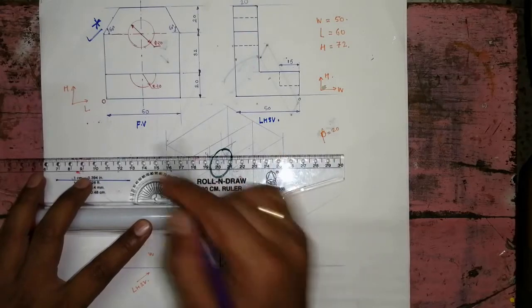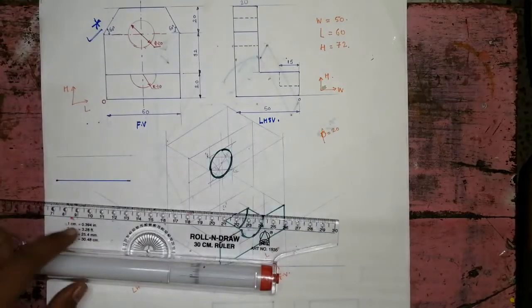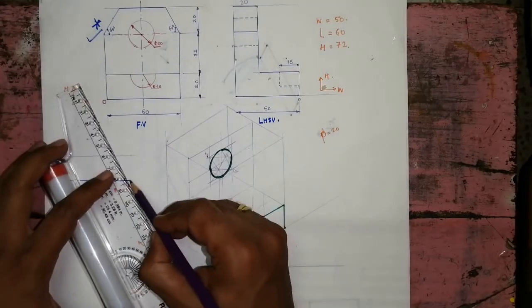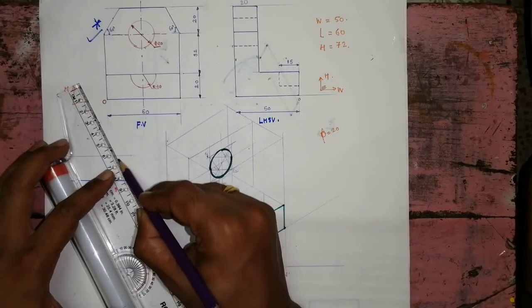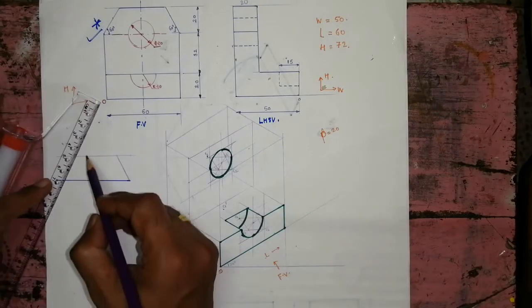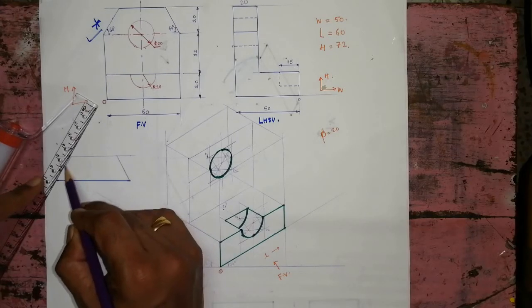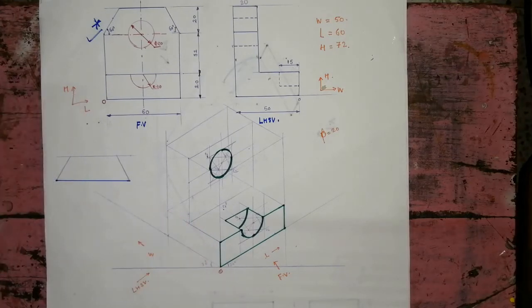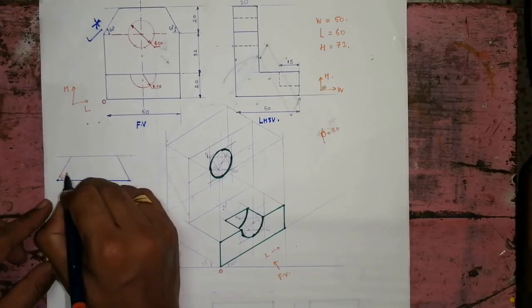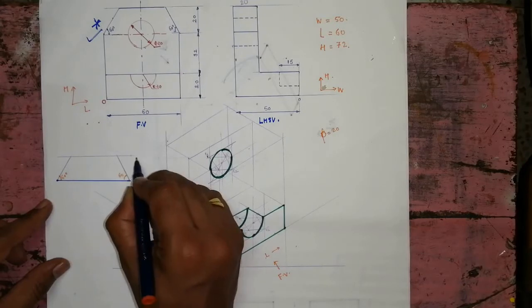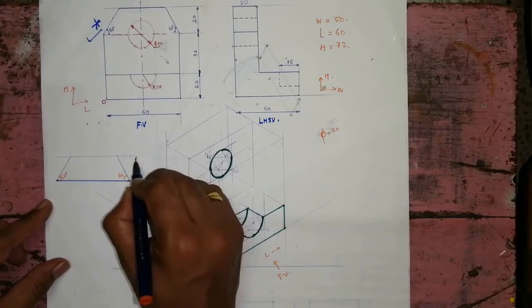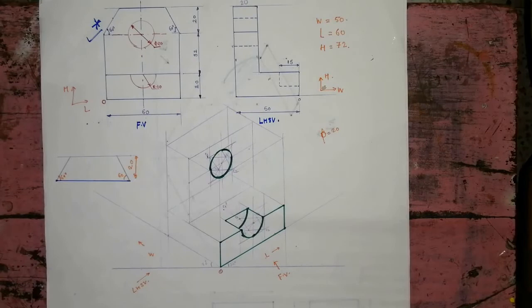Height is 20, so draw the parallel line at a height of 20, and then the 60 degree and 60 degree lines on this side, and from here it comes something like this. This included angle is how much? This is 60 degree, this is 60 degree, and this vertical height is 20. So now we have to take this distance in the compass.